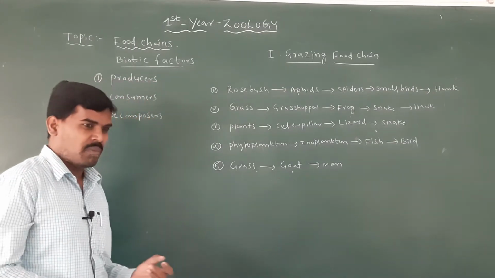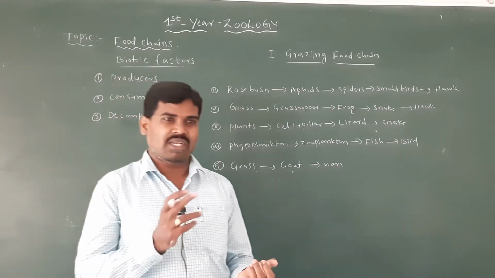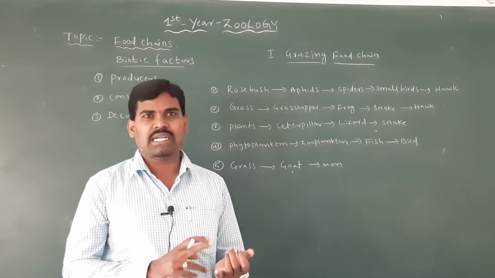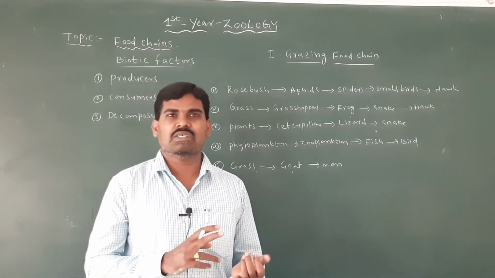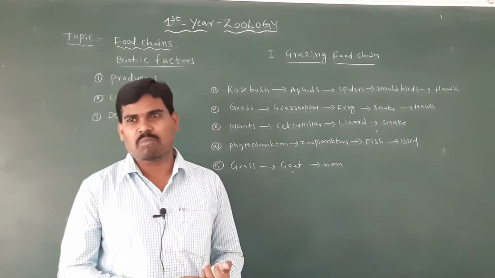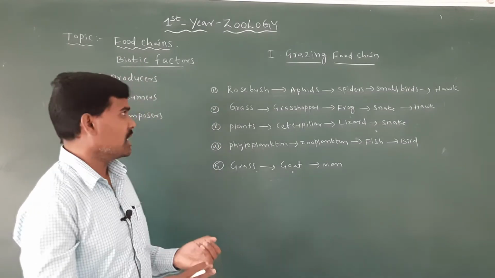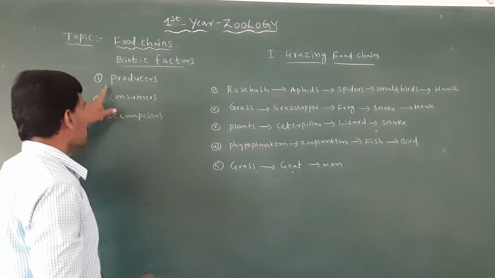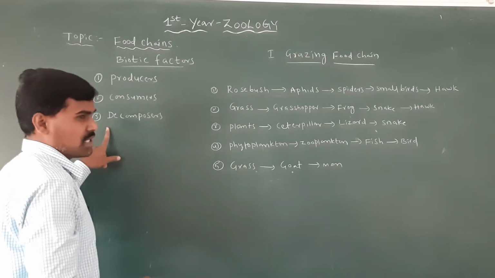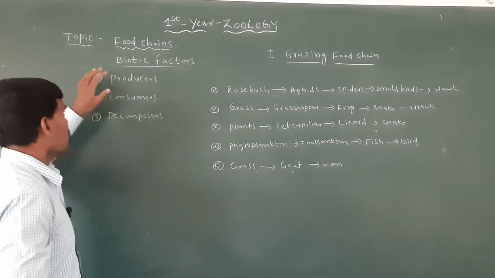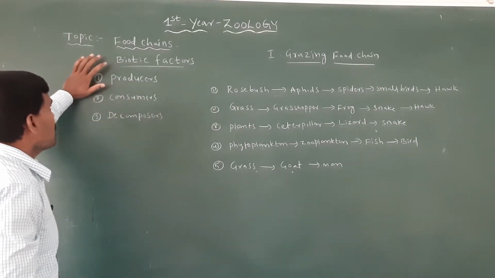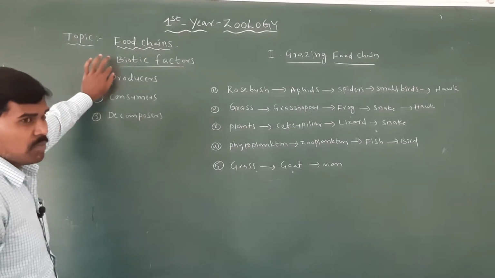The abiotic components, as we already discussed, are light, temperature, pressure, etc. These are the abiotic components. Next, the biotic components: producers, consumers and decomposers. Let us see the biotic factors clearly.